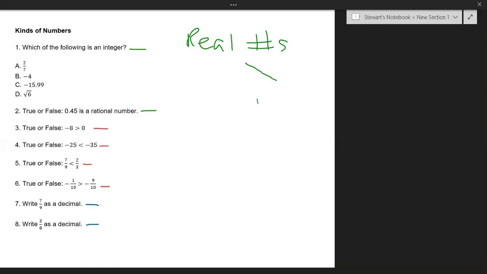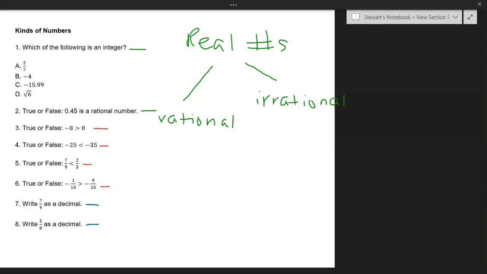We have irrational numbers. And then we also have rational numbers. Irrational numbers are numbers that generally are decimals that go on forever, and they don't have any kind of pattern. They just kind of go on and on and on and never stop. So those are irrational numbers.